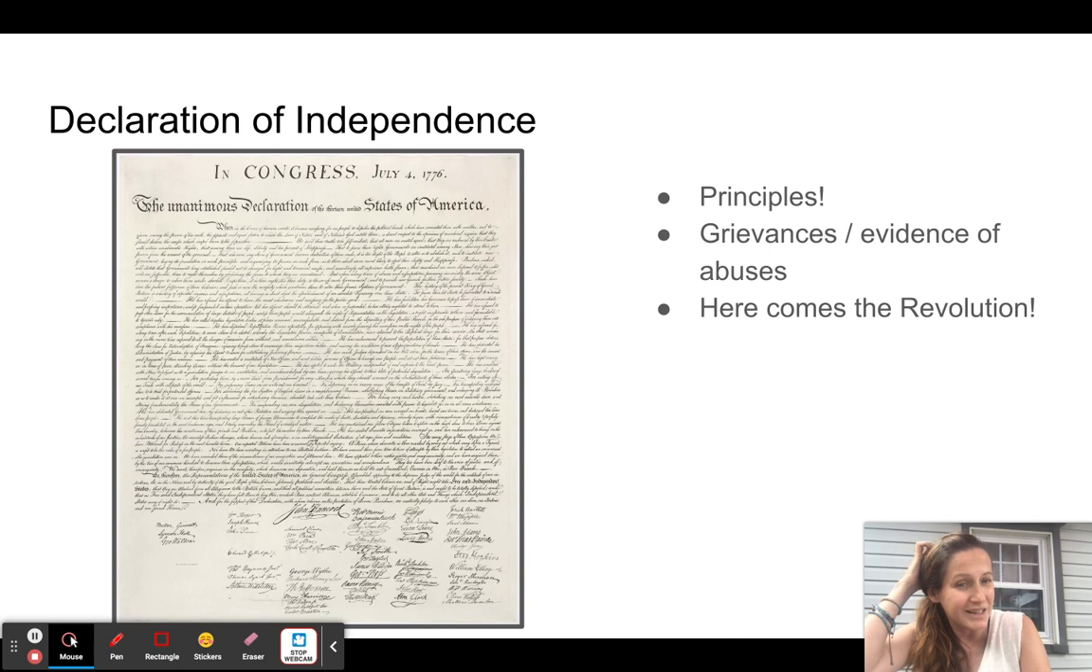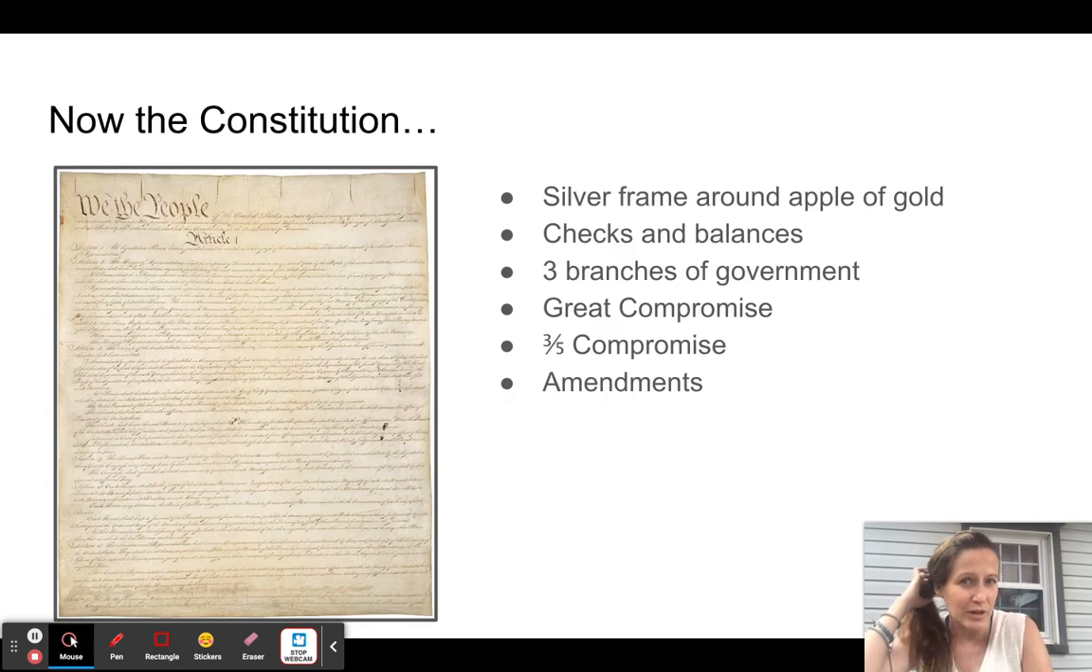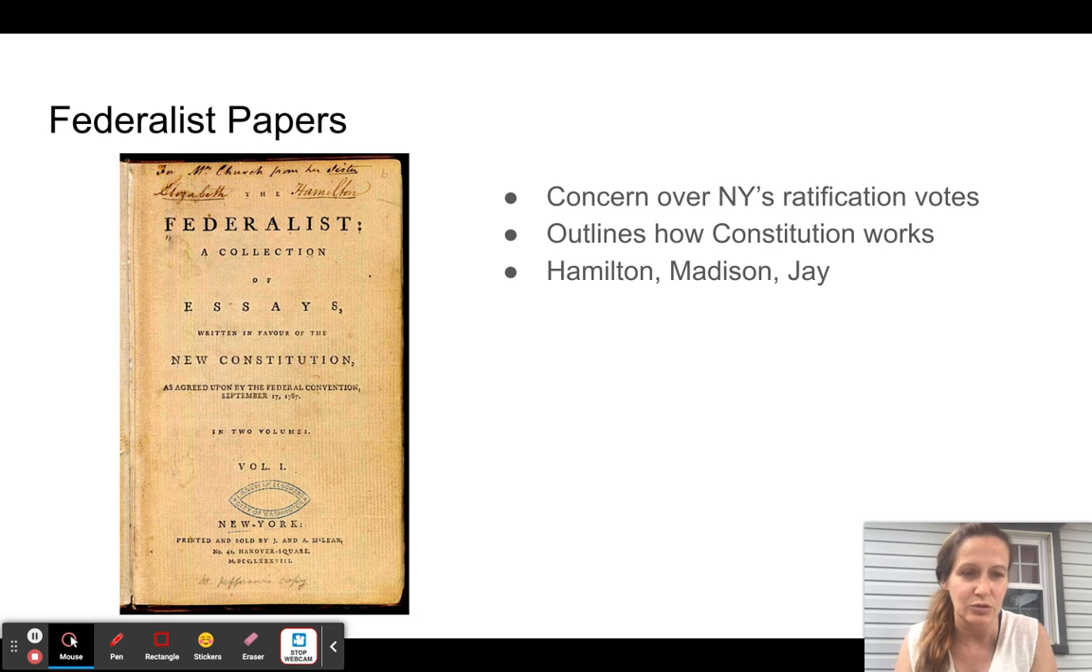So what did some of the people do to get them to support it and ratify it? Well, that was the Federalist Papers. These were written by Alexander Hamilton, James Madison, and John Jay, and they were published with the intent of convincing the New York people, right, to support it. But of course, it did spread outside New York.